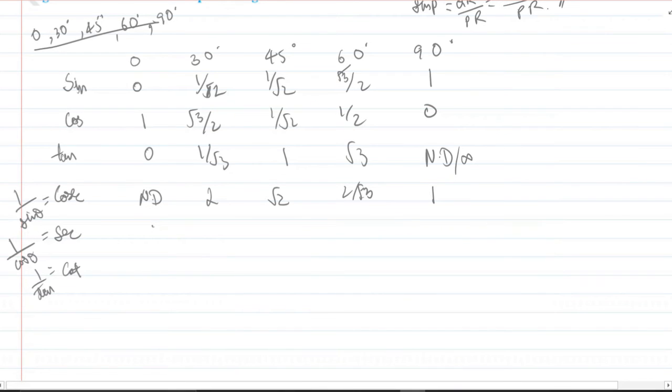So secant is 1 by cos. So 1 by cos is 1 itself. And reciprocal of cos 30 is 2 by root 3. This is our root 2. And this is a 2. And this 0, anything divided by 0 is not defined. Here the same, anything divided by 0 is not defined, or infinity.